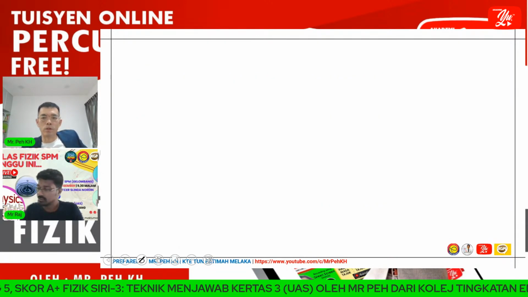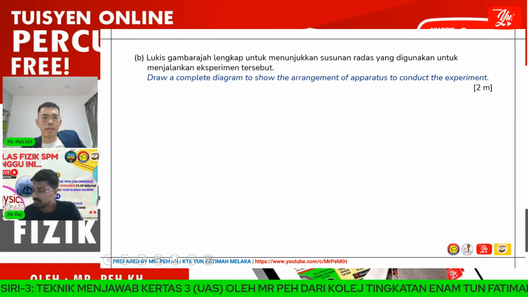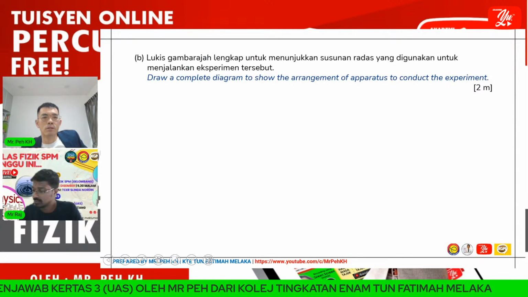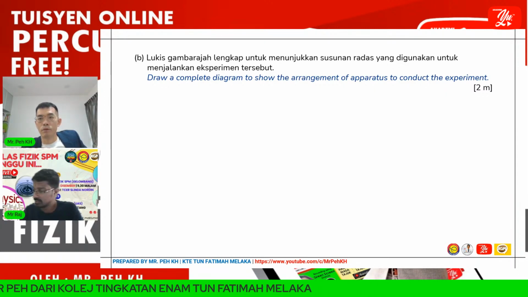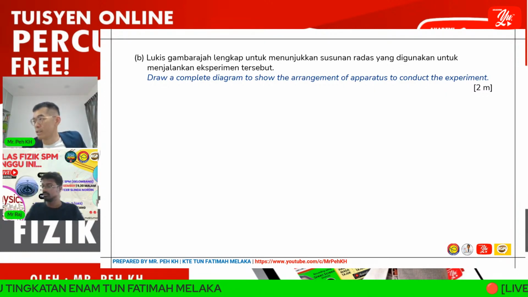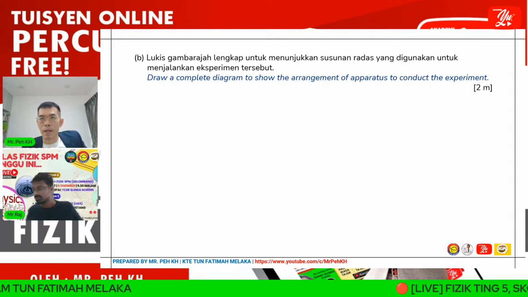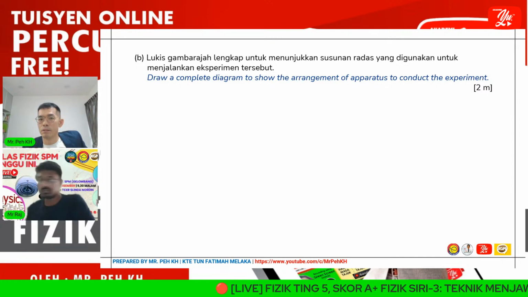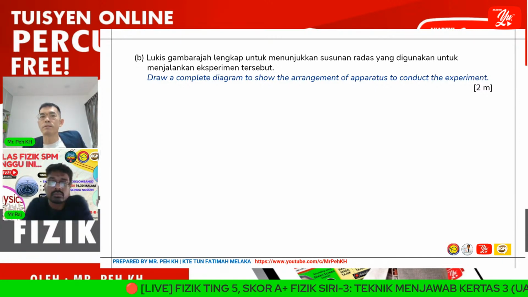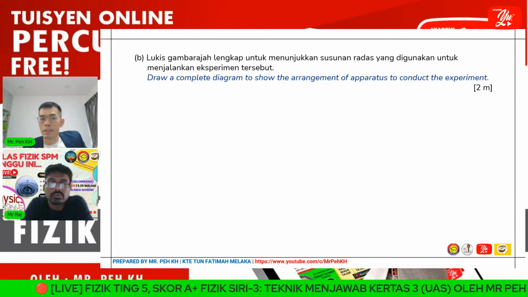Okay, so we go for the next question here, B. Here is a 2 marks question for label. For this question, normally there will be only 1 mark. I just mentioned to you, right? Diagram together with procedure normally will be 4 marks. So for this question, diagram is 2 marks, procedure is 2 marks actually.